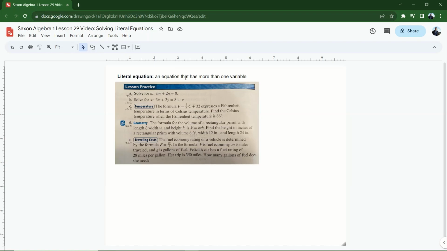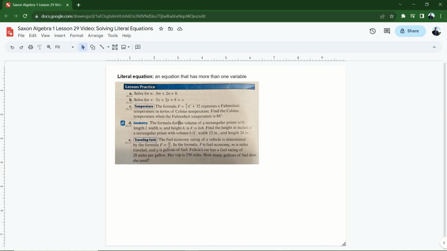And if you look down at the lesson practice examples, you'll see that that's the case. N in the same equation, X, Y in the same equation, F, C, we've seen this one before, the formula for converting Fahrenheit to Celsius. This one is F, M, and G. Okay, so there are equations that have more than one variable.